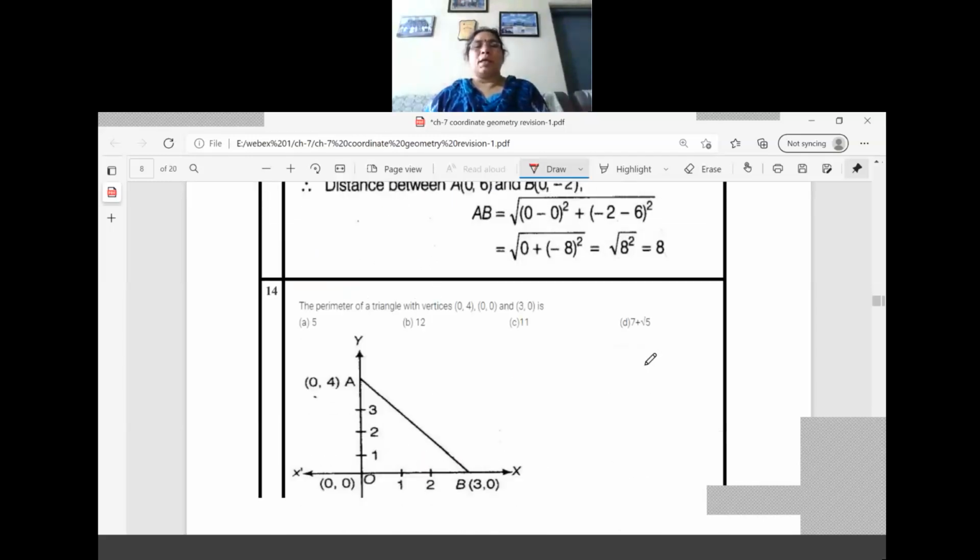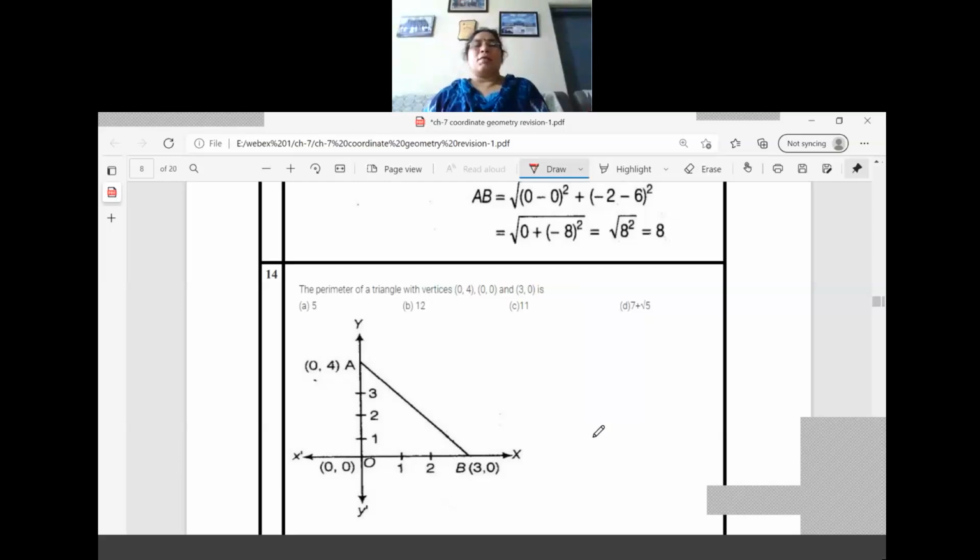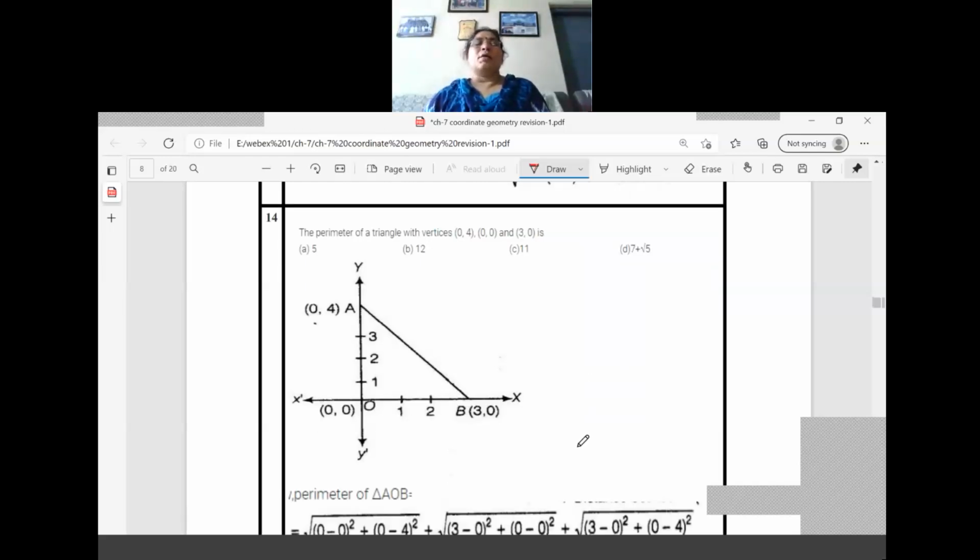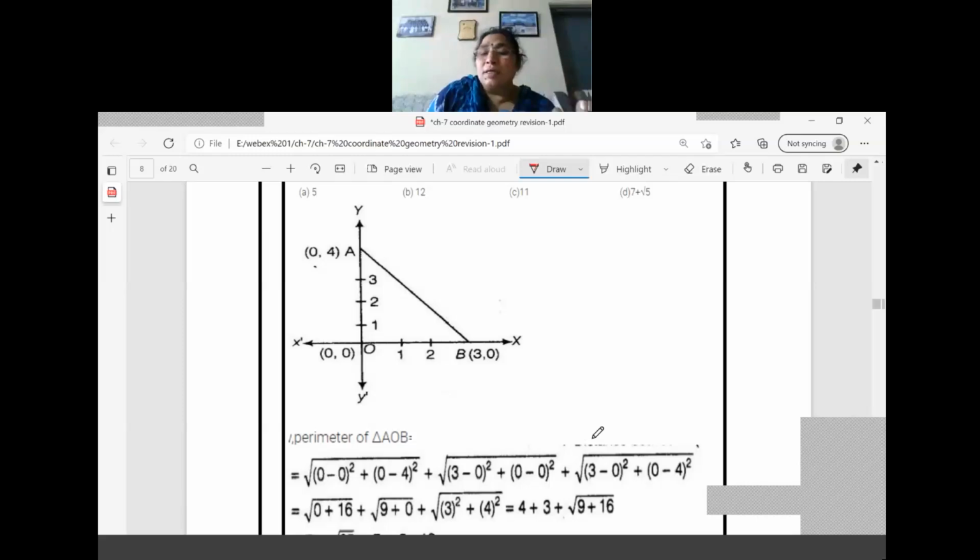Again, distance formula only. Now, the perimeter of the triangle with vertices (0, 4), (0, 0) and (3, 0). What is the question here? The perimeter of a triangle with vertices (0, 4), (0, 0) and (3, 0). Perimeter of the triangle means, AOB is the triangle in the diagram. OA distance we require, OB distance we require, AB distance we require. What is the OA distance? It is 4 only. What is the OB distance? It is 3 only. With the help of the diagram, there is no need of calculating with the distance formula, because OB is along the x-axis, where only the length moved, and OA is along the y-axis, where only the length moved.